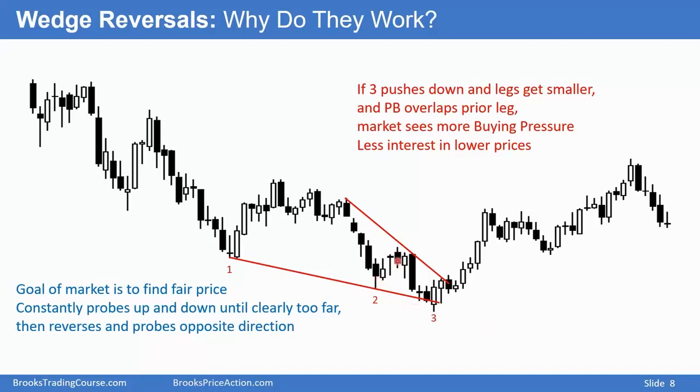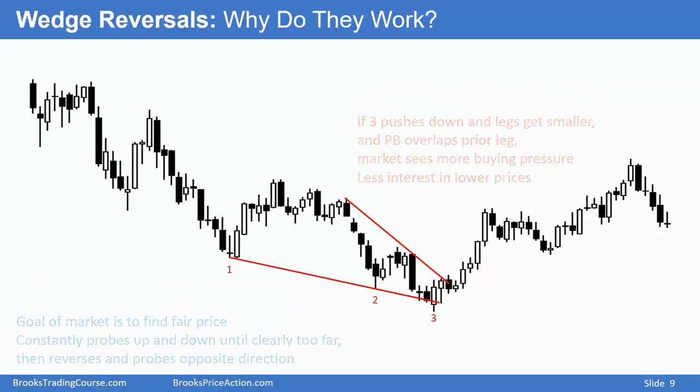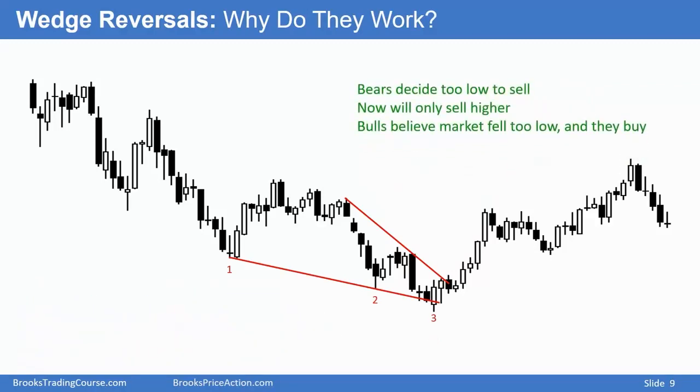The reversal attempts are coming after fewer bars. The bears are deciding that this price is too low to sell. They only want to sell higher. And the bulls believe that the market fell too low and that it's a good value, and they start buying. They start buying below bars, and then they're starting to buy with stops on reversals up, confident that we've gone too far down. Both bulls and bears buy. The result is a reversal.